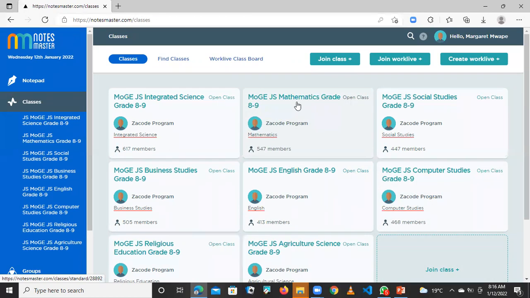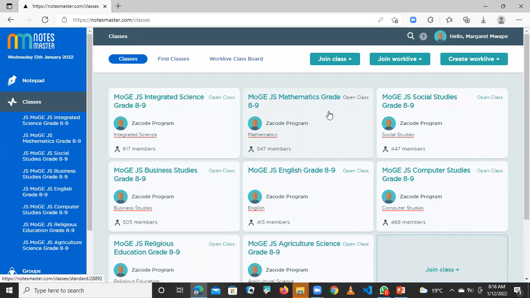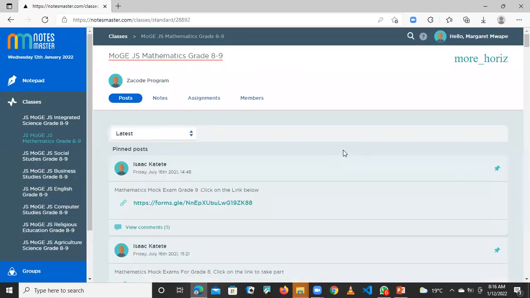It is very slow. Okay, we'll come back to this one. It seems it's not opening. Let's just go to the left. Okay, maybe it will open. Okay, there we are. That is mathematics, grade 8, 9, junior.